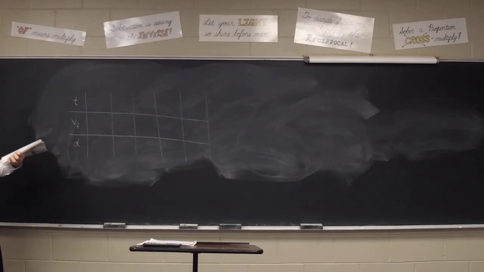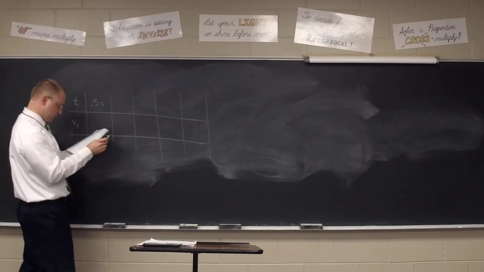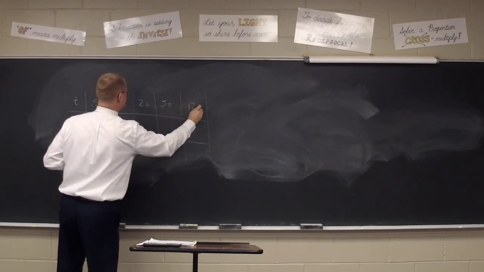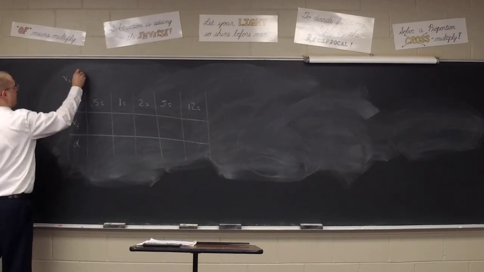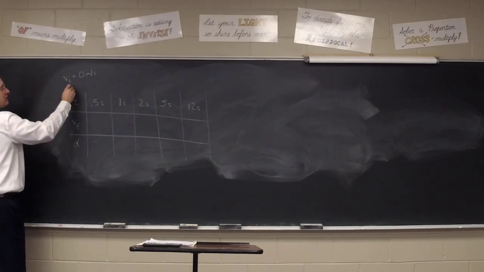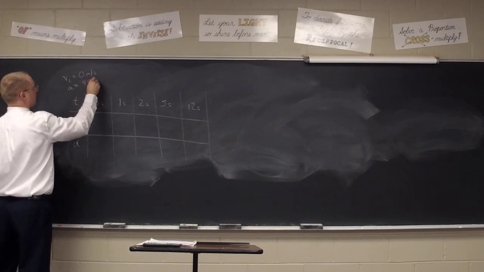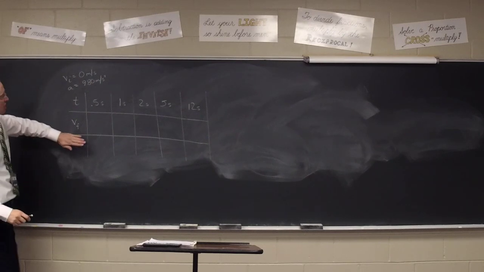And so an object is dropped or released and it begins to fall. And it says after half a second, after 1 second, 2 seconds, 5 seconds, and 12 seconds, how fast is the falling object traveling and what is its displacement? For a falling object, again, we're going to assume the initial velocity is 0 and we're going to assume the acceleration is 9.80 meters per second squared.